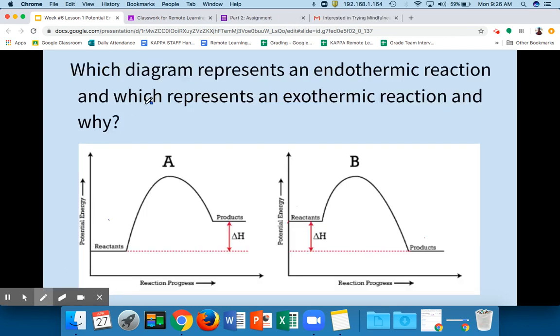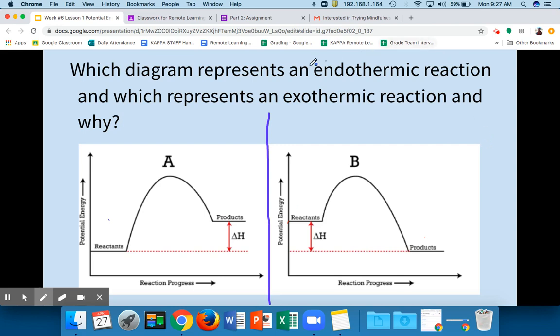Okay, which diagram represents an endothermic reaction and which represents an exothermic reaction, and why? So take a look at the two graphs and notice what is different between the two. I'll just draw a line here to separate them. So graph A and graph B, what's different between them? Well, we see that reactants and products are at different energy levels.